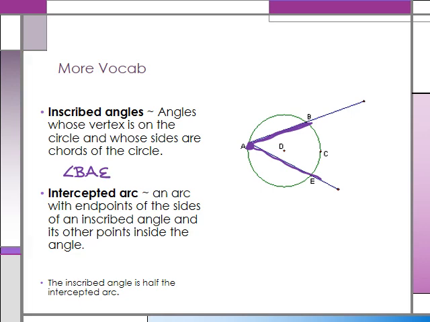Okay. An intercepted arc is an arc with endpoints on the sides of the inscribed angle with all of its other points on the side of the angle. Okay, so this would be my inscribed arc. So BE, in this case, would be my inscribed arc. The inscribed angle is half of the intercepted arc.